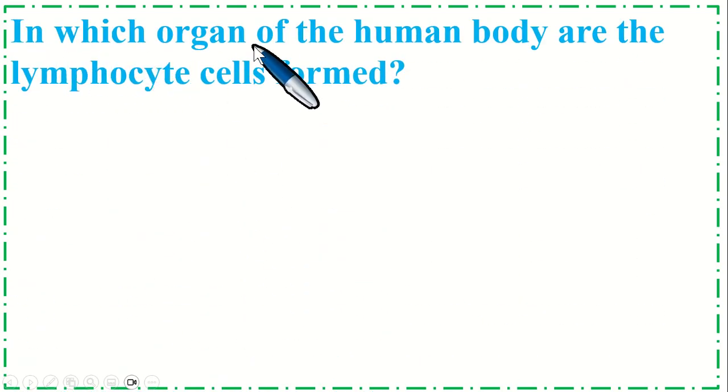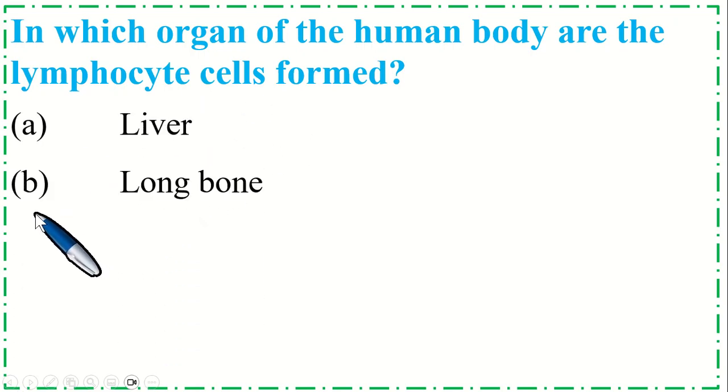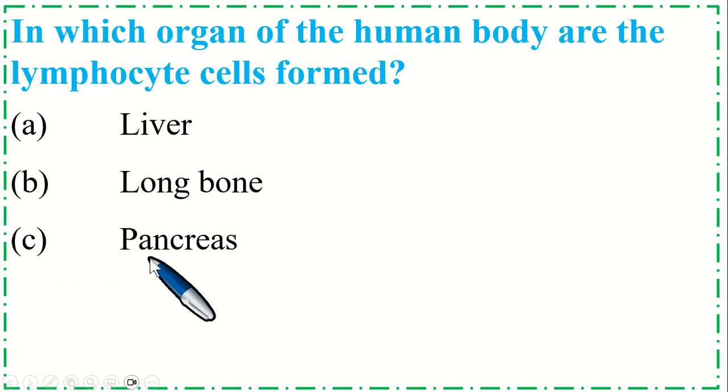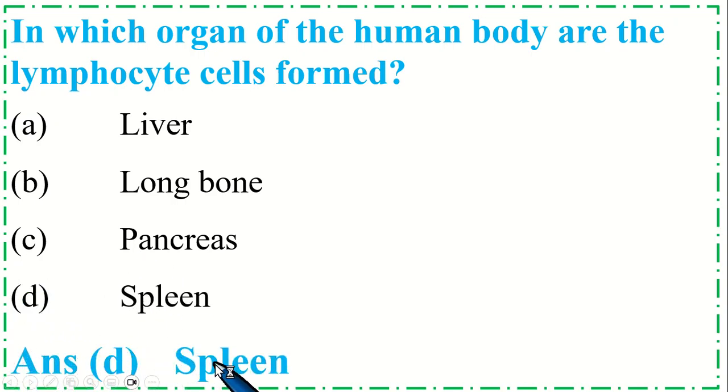In which organ of the human body are the lymphocyte cells formed? Option A, liver. B, long bone. Option C, pancreas. And option D, spleen. So the correct option is D, spleen.